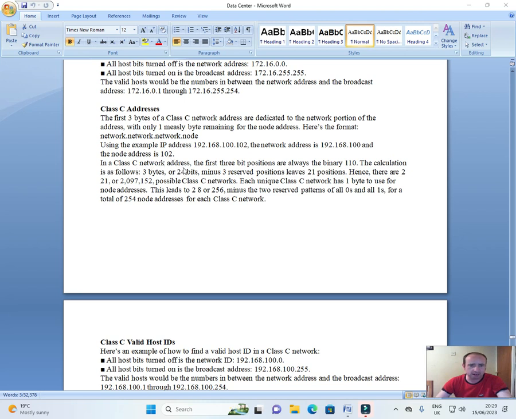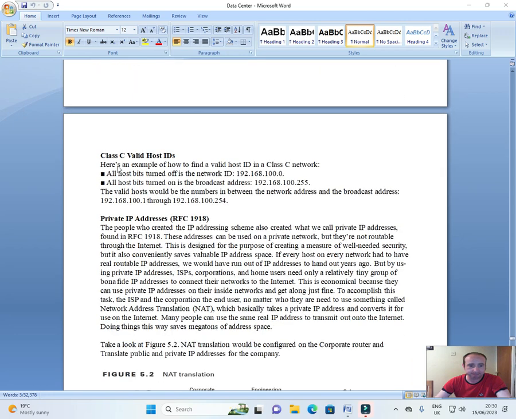In a Class C network address, the first 3 bit positions are always the binary 110. The calculation is as follows: 3 bytes or 24 bits minus 3 reserved positions leaves 21 positions. Hence, there are 2^21 or 2,097,152 possible Class C networks. Each unique Class C network has 1 byte to use for node addresses. This leads to 2^8 or 256 minus the 2 reserved patterns of all zeros and all ones, for a total of 254 node addresses for each Class C network.